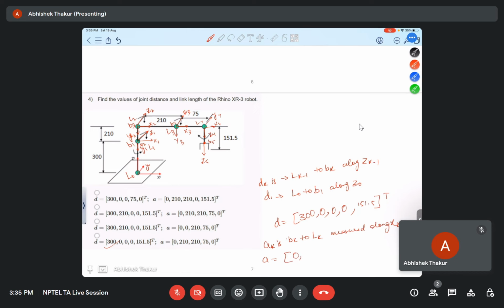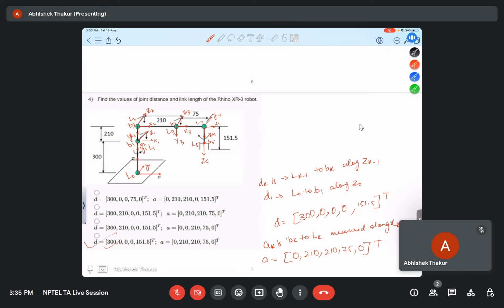A2 will be B2 to L2. So that is 210. And again A3 will be B3 to L3. So that is again 210. And it will be B4 to L4, that is 75. And at last it will be B5 to L5. So this is our L5 here. So this will become 0. So the correct option is option D.